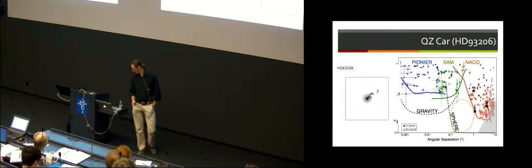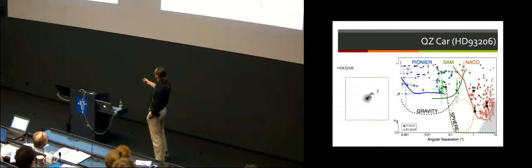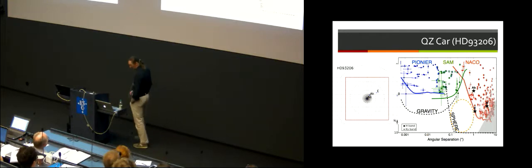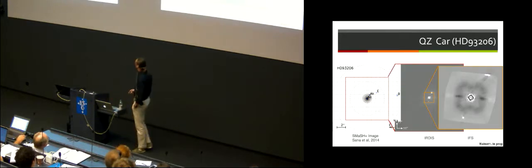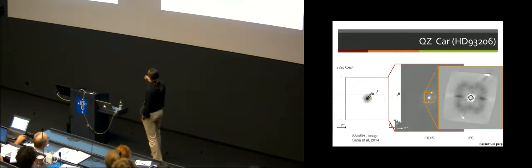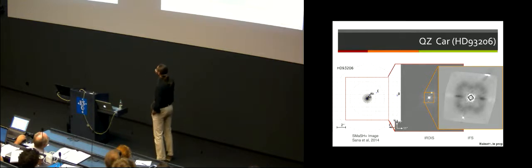This is the early days of the analysis process, but I only want to flash one result, which is on QZ-CAR. QZ-CAR was observed in the SMASH survey, and we had detected 1, 2, and 3 companions that are here, here, and there on the brightness contrast, angular separation diagram. But with SPHERE data, you find this new companion. This window is 1.7 by 1.7 arcseconds.